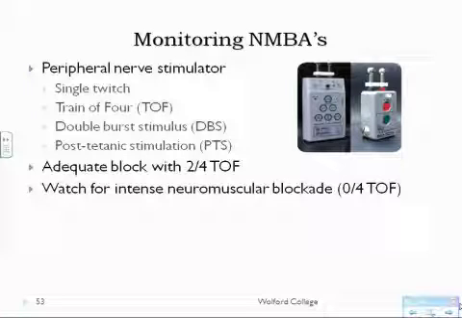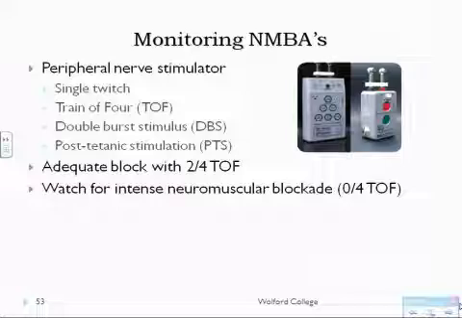Train of 4 was used for initial studies because they were using myograms, but we're stuck with it and use it now in clinical practice. But what's actually more effective is looking at double burst, because you can see the difference between 2 twitch heights better than 4. And then you have post-tetanic stimulation. What you should look for most of the time when working with non-depolarizing agents is 2 twitches and that's it. You shouldn't be at 0, and at 1 you're a little too deep. At 2 is where you should be. At 4 you're not adequately muscle relaxed.